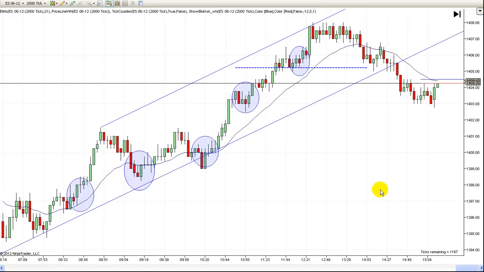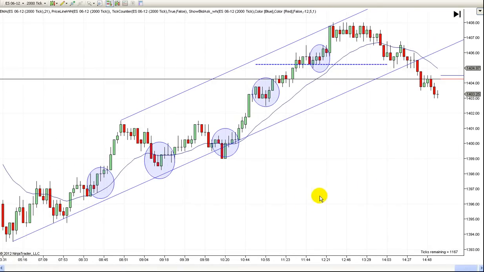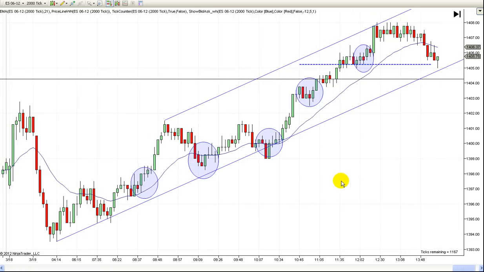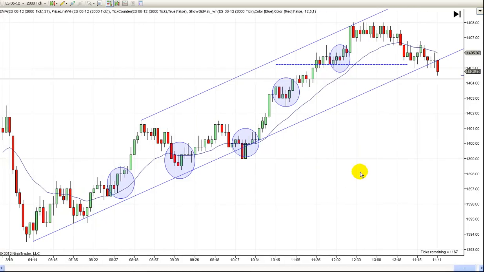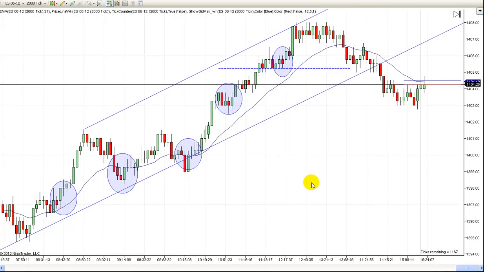They seek out former strong support and resistance areas and retest them. If they hold, then prices reverse, and if they don't hold, then we start to work in the other direction. So just be aware of that.